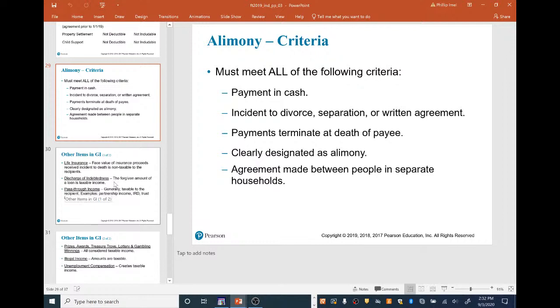Okay, let's talk a little bit about pensions and annuities. Annuities and pensions are partially included in gross income based on a calculation involving the excess of the expected return over the taxpayer's cost. The exclusion percentage equals the cost divided by the expected return. The exclusion percentage is applied to each recipient in a particular tax year until the cost is fully recovered.